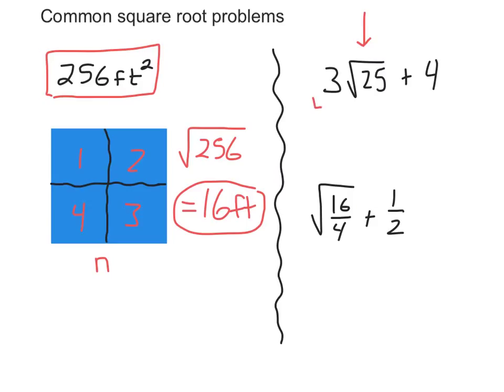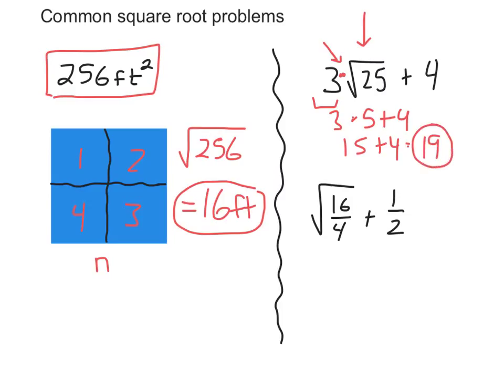So what's this 3 doing out here? What operation goes in between the 3 and the square root? Well, it's multiplication. It's 3 times the square root of 25. So the square root of 25 is 5. So it's 3 times 5 plus 4. The next step in the order of operations is multiplication, so it's 15 plus 4, or 19.